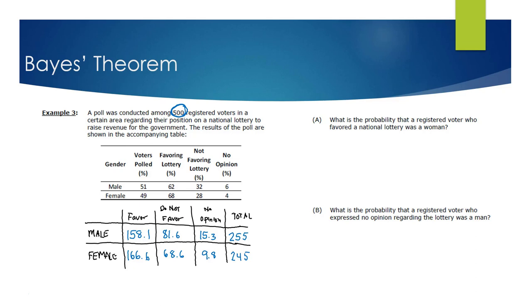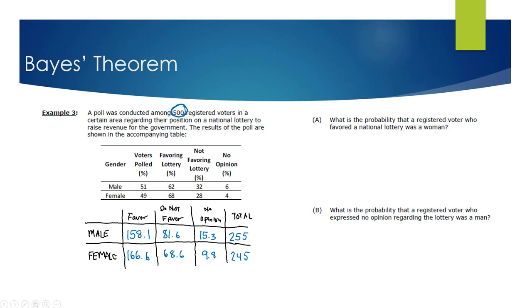But in this kind of perspective, it does, because the percentages might have been rounded off, and as a result, I'm trying to make sure that I'm being as accurate as possible when I come up with some of these probabilities. Basically, all I did was take 62% of 255, 32% of 255, and 6% of 255 to get the numbers in the male row. And I did the same thing with the percentages for the female row, multiplied by the 245, to get this table filled in.